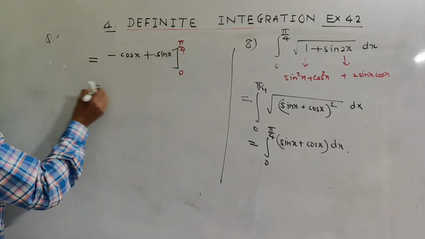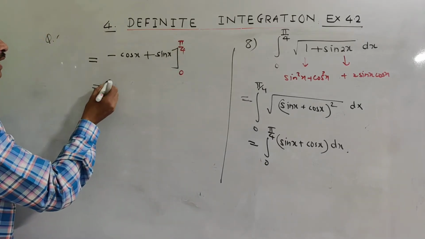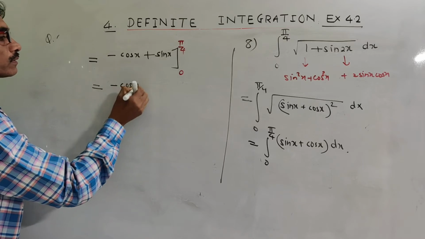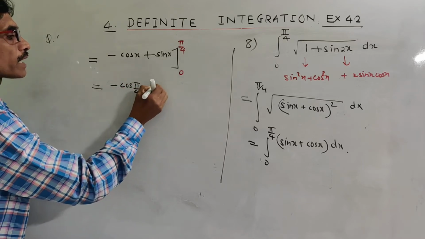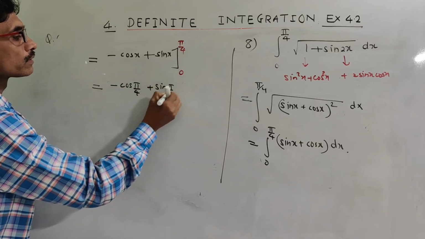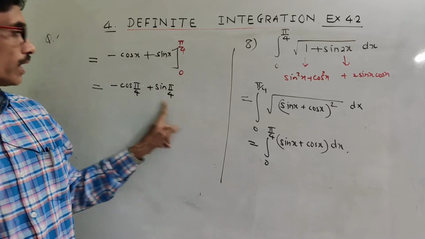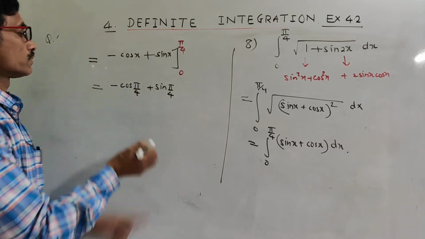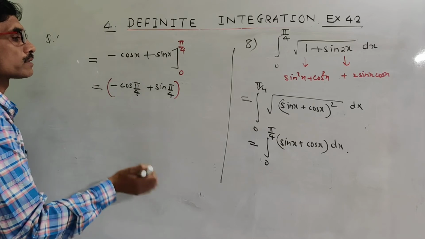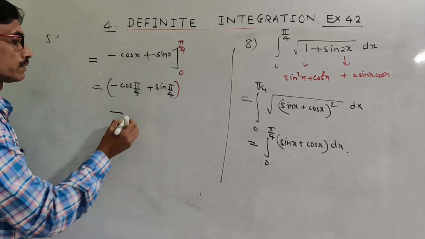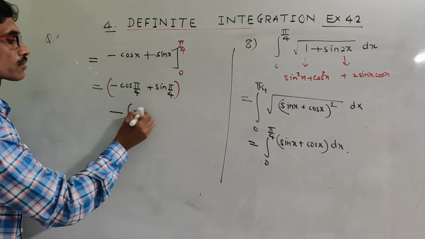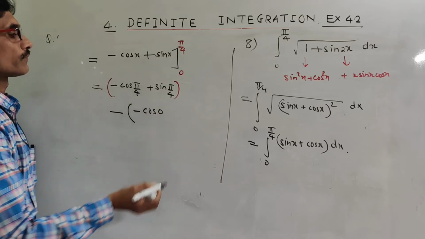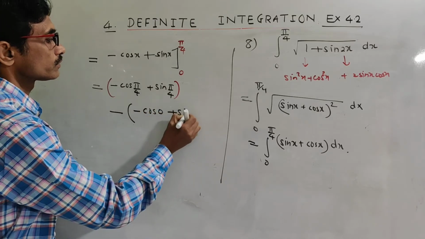Upper limit pi by 4. So it is minus cos of pi by 4 plus sine of pi by 4. Both are equal: 1 by root 2 and 1 by root 2. Minus the lower limit: minus cos of 0 and plus sine of 0.